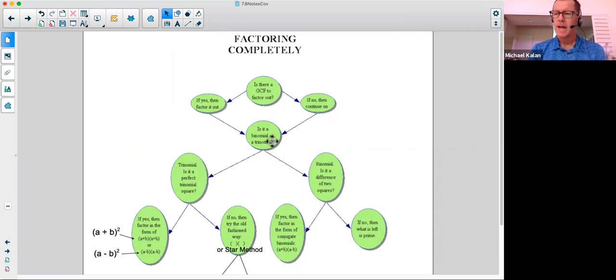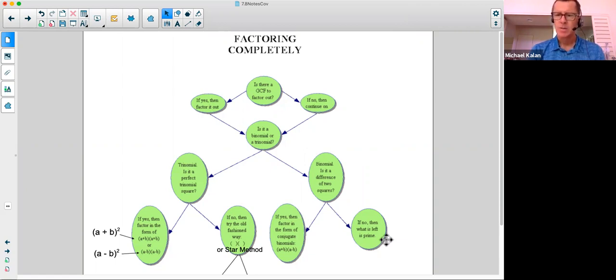The next question you ask yourself is, is the polynomial that I'm factoring a binomial or a trinomial? If it's a binomial, then you ask yourself, is it a difference of two squares? Is it in the form of a squared minus b squared? X squared minus 4, something like that. If yes, then factor it in the form of conjugate binomials, a plus b, a minus b. If no, then what is left is prime. In other words, it can't be factored any further. We use the word prime because, like a prime number, you can't break that down into any more factors.